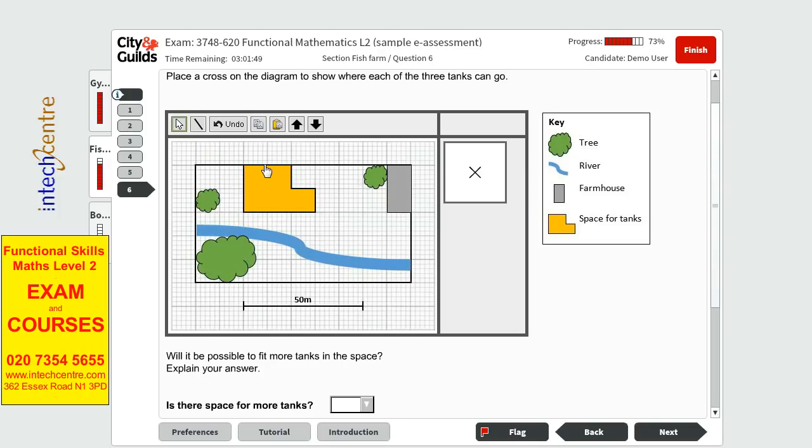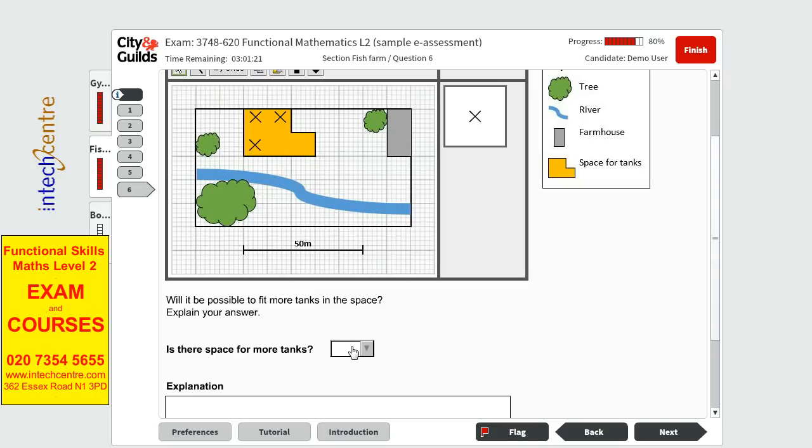We know that is 9.6, the width of the fence, and then another 9.6 on the length. So all sides are almost 10 meters. We know that one of our boxes is 10, so we can put one of them there, another one next to it, so they have enough space, and then the third one right here. So we have enough space for the three, and it looks like there's two more spaces for two extra tanks. Is there space for more tanks?